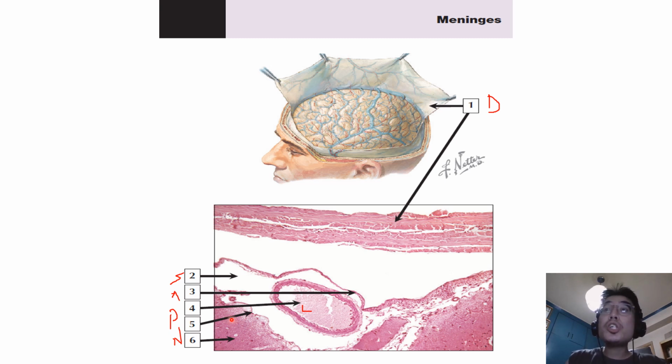Again, the leptomeninges collectively are the arachnoid and the pia mater. And finally, below all of these meninges is the nervous tissue. Nervous tissue labeled as number 6.